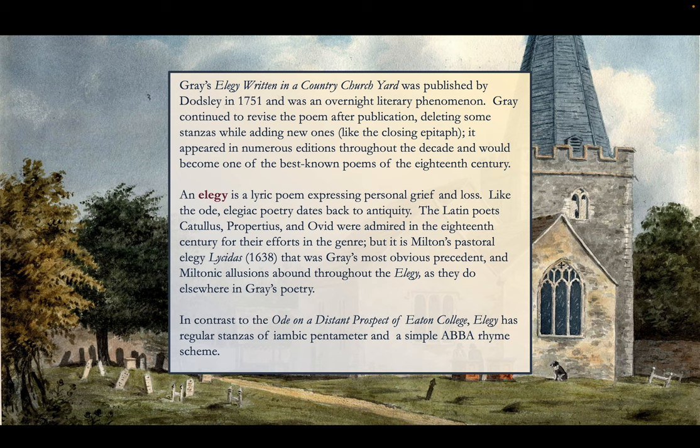It is an elegy, and an elegy is a lyric poem that expresses personal grief and loss. And like the ode, elegiac poetry dates back to antiquity, and the Latin poets, Catullus, Propertius, and Ovid, were much admired in the 18th century for their efforts in the genre of elegy. But it is John Milton's pastoral elegy, his poem Lycidas, from 1638, that was the model for Thomas Gray. And there are Miltonic allusions all over the place in the elegy and elsewhere in Gray's poetry too. Gray was a big fan of John Milton.